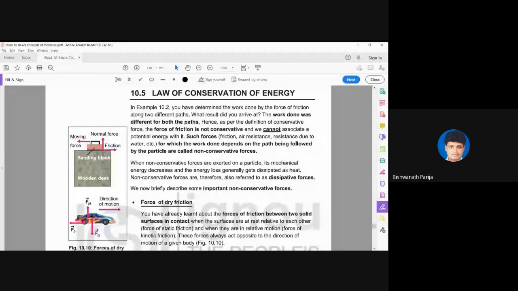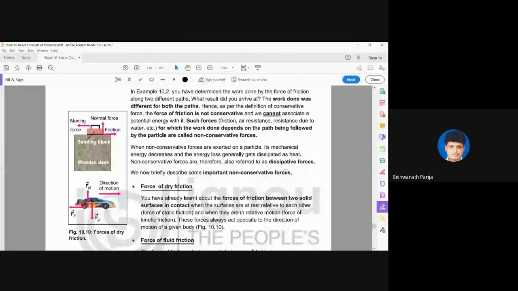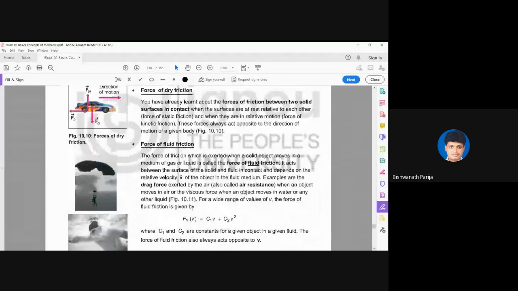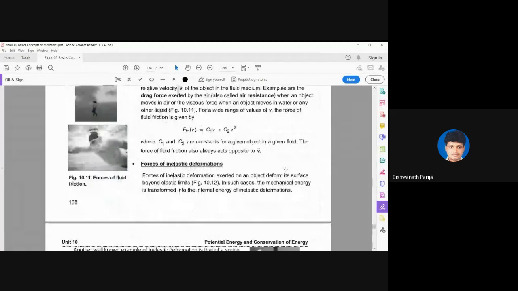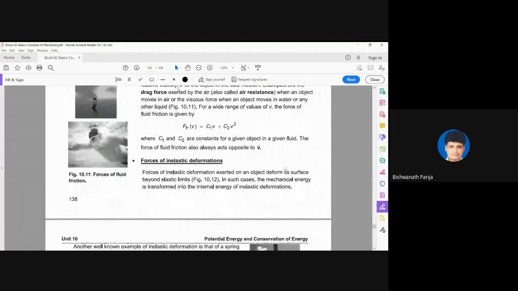Total energy in this universe is constant. Only energy transfers from one form to another. Light energy is converted into heat, or heat energy is converted into electricity. But total energy in this universe is constant, only transferring from one form to another. You go to any level, total energy remains constant, whether force of elastic deformation or whatever.